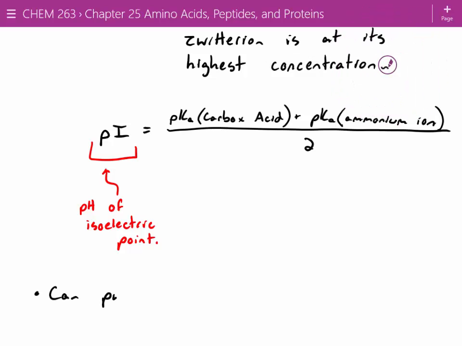So you can purify amino acids, I'll say amino acids with AA.